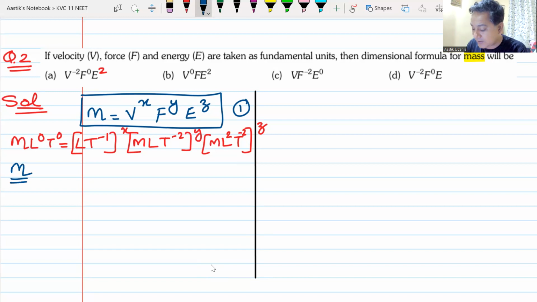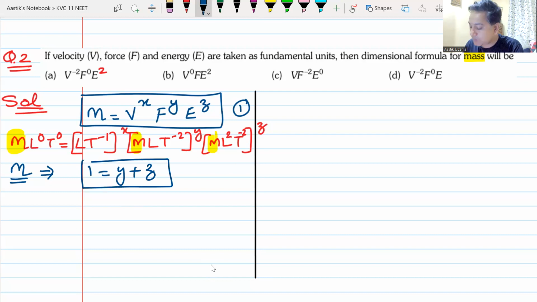I will move ahead and write the dimensions of M, the yellow one. So I have 1 here, and on the right-hand side, I have y plus z. So that is my equation which I get from M: y plus z is 1. I move on to the next one. This was the yellow gentleman.